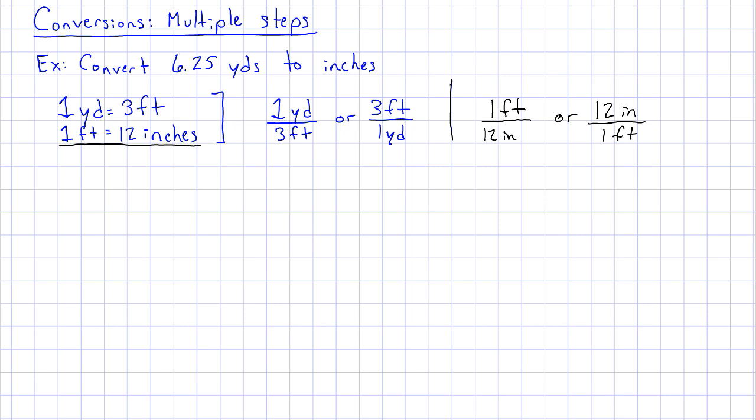So the way I like to start with these problems is I know I need to get out of yards. So I'm going to write down first 6.25 yards. Always start with what I'm given. And then I would like to cancel that yards. So I'm going to select the fraction here that gives me the yards in the denominator, because that's what allows me to cancel when I have this here. So I'm going to multiply that by 3 feet over 1 yard. I'm happy because my yards have canceled.